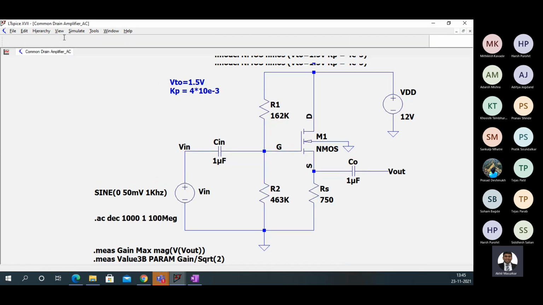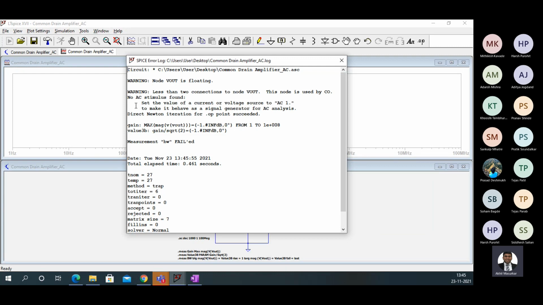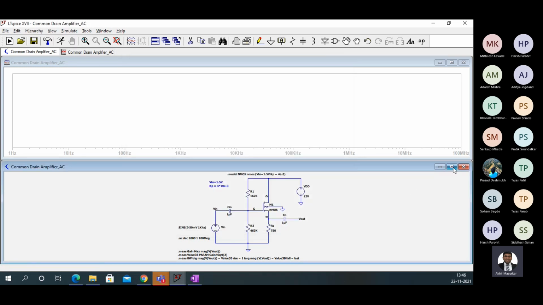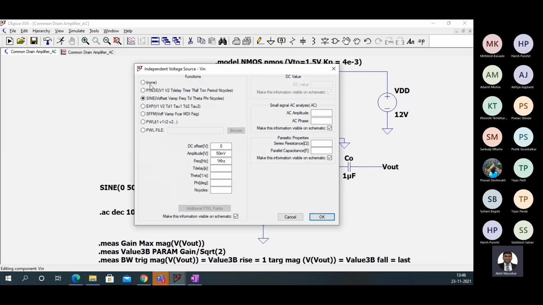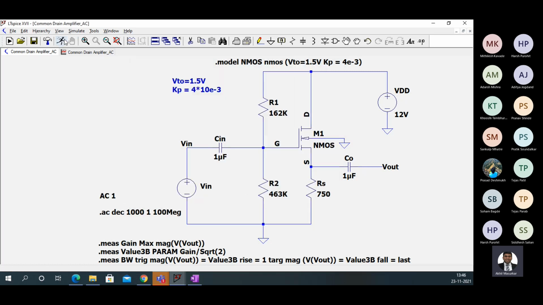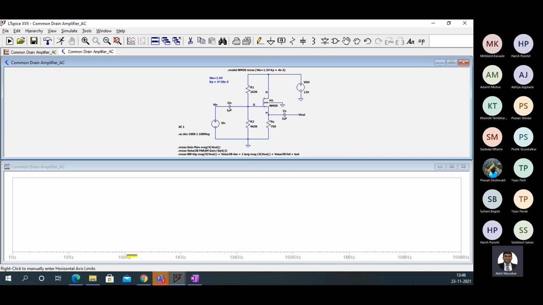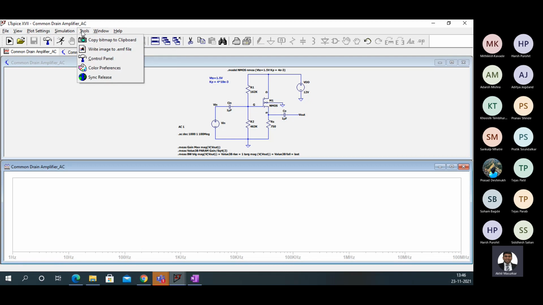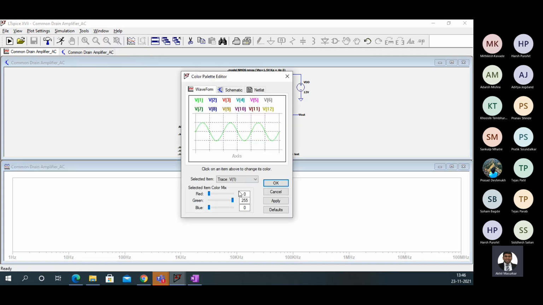Now we can calculate this. It is telling you to set the value to AC 1. Good, it is telling us what the error should be. So I'll select this as none, and here AC 1. That is the change. Now I will simulate it. You can see on the x-axis you have this. Let me change some colors here. For the axis, you will make it black.